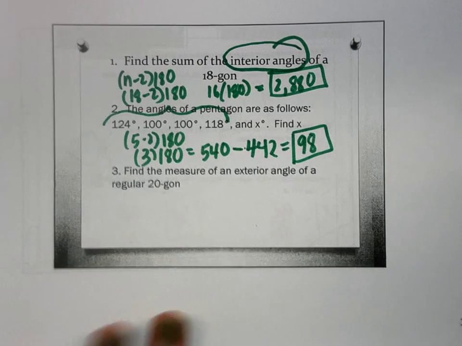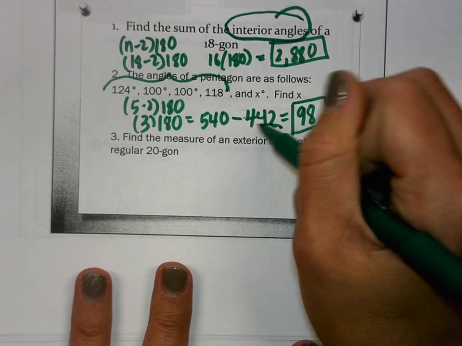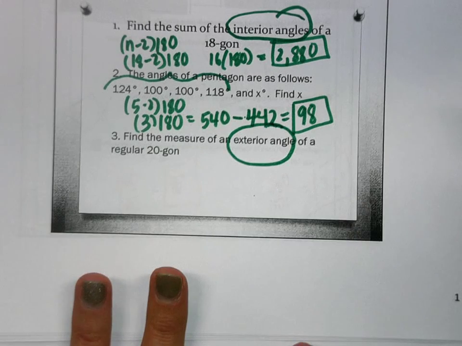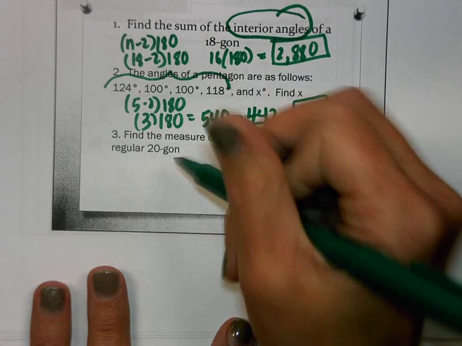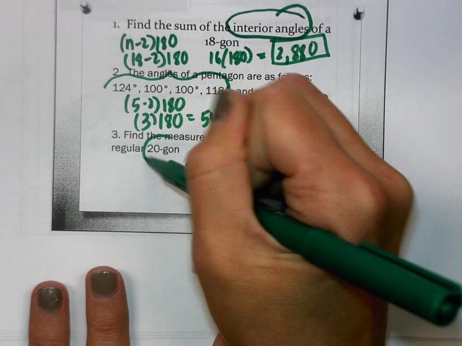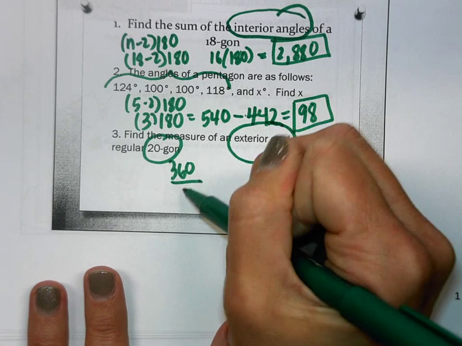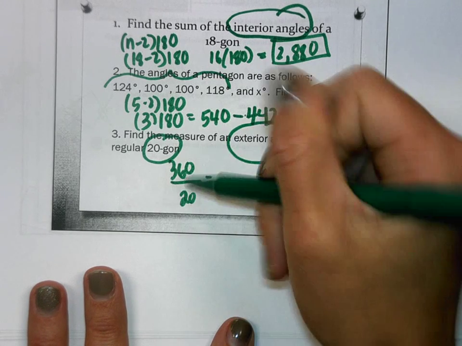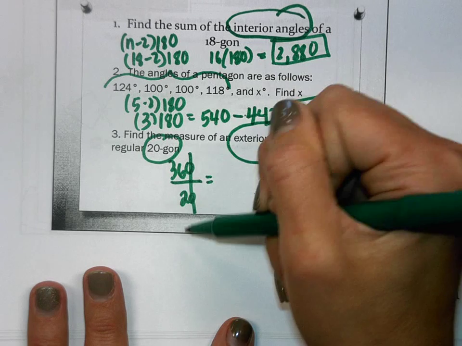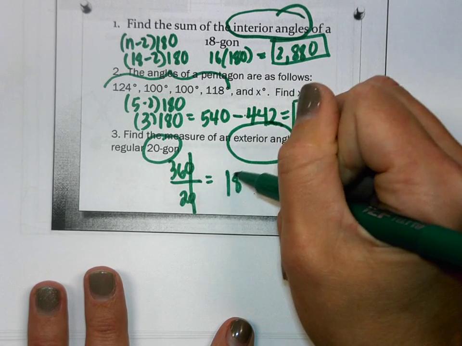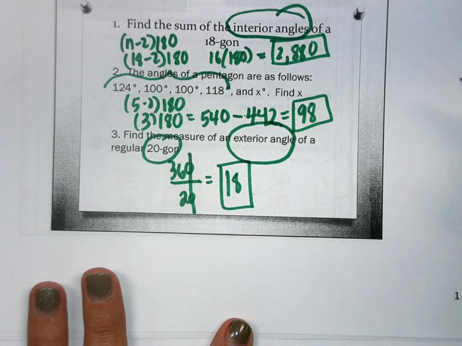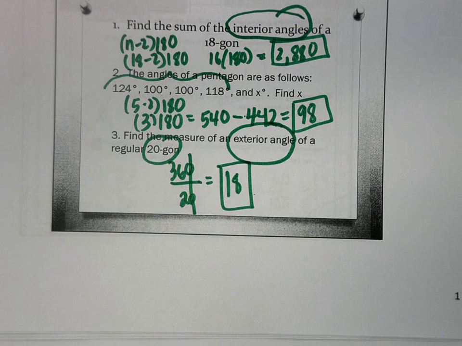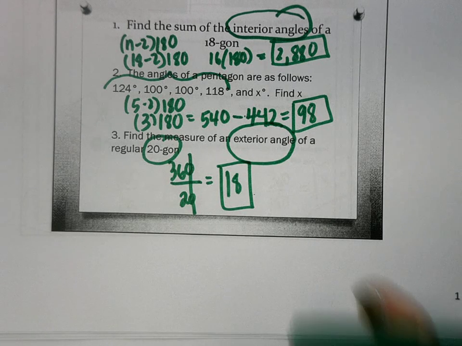This one says exterior angle. What is the sum of all exterior angles? 360. And this is a 20-gon, so we divide by 20 in order to evenly disperse it. Zeros cancel. 36 divided by 2 is 18. Those are the 3 answers you should have got. Do we have questions about any of those?